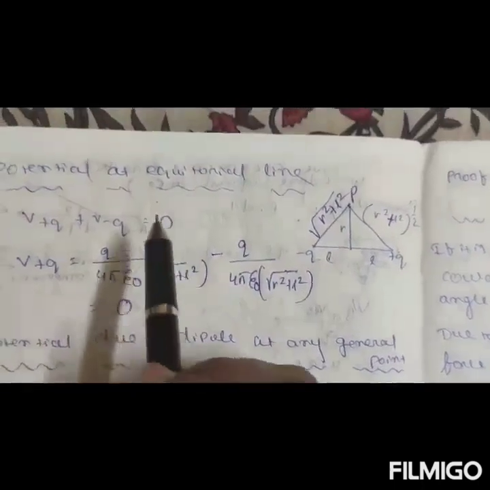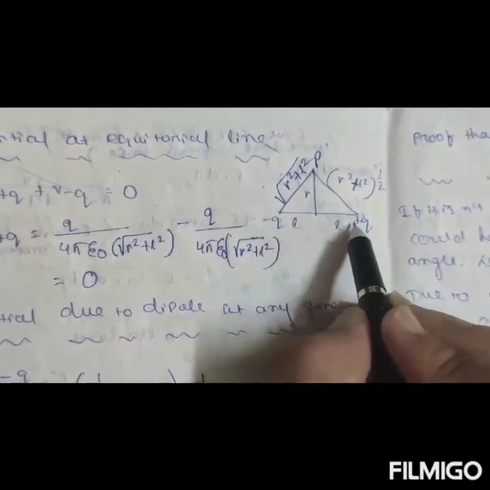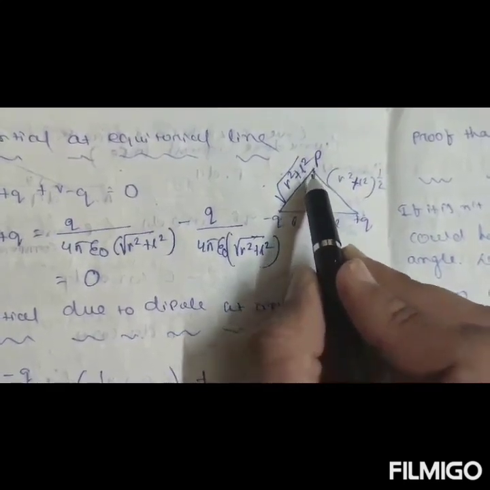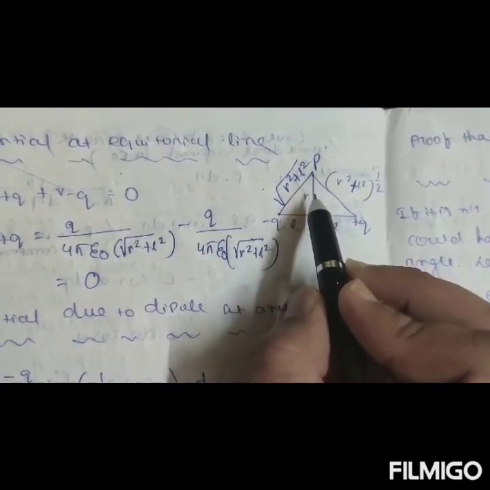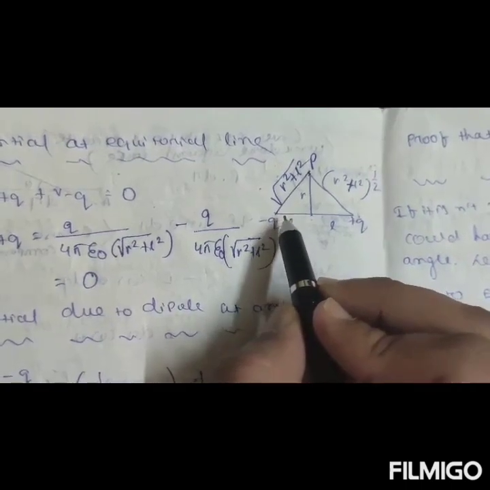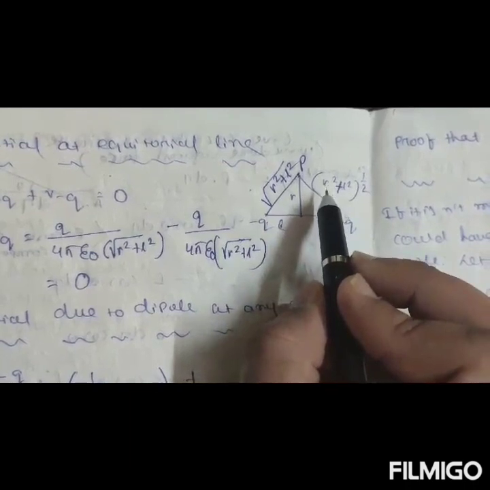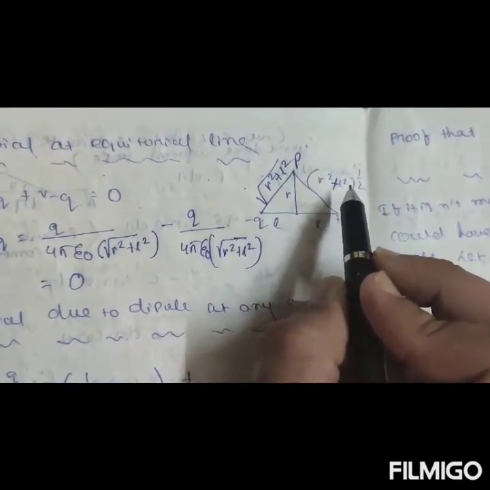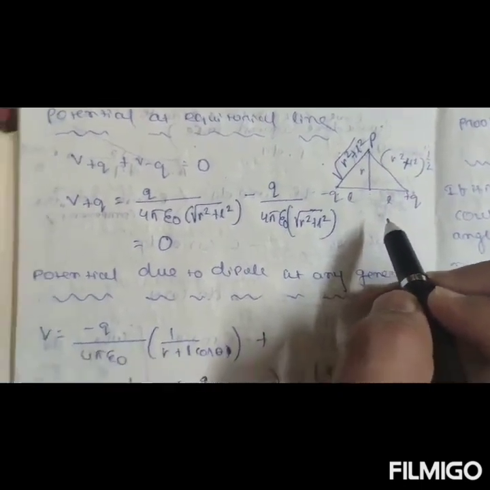So let us find the derivation for potential at the equatorial line. This is the dipole, minus Q and plus Q, at a distance L and L from the midpoint, and let us take a point P at the equator. This distance is R. So if this is R and this is L, what should this distance be? Root over of R square plus L square. This side is also root over of R square plus L square. I have written the same thing as R square plus L square whole to the power half. You can also write the same thing, not an issue.